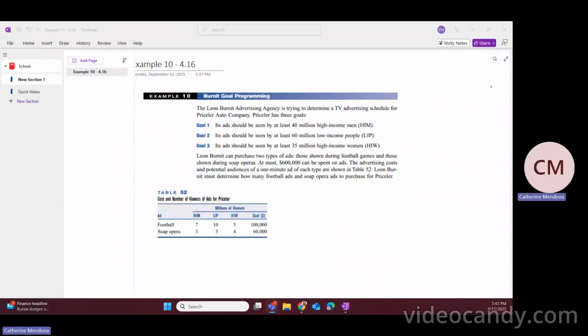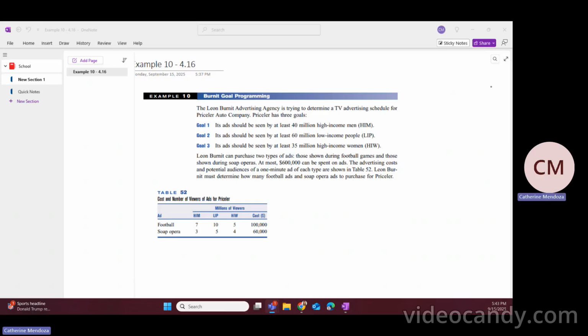So we're going to go through example 10 from 4.16. The Leon Burnit Advertising Agency is trying to determine a TV advertising schedule for the Chrysler Auto Company. They have three goals. The ad should be seen by at least 40 million high-income men, 60 million low-income people, and 35 million high-income women.